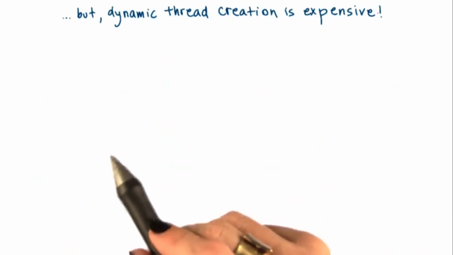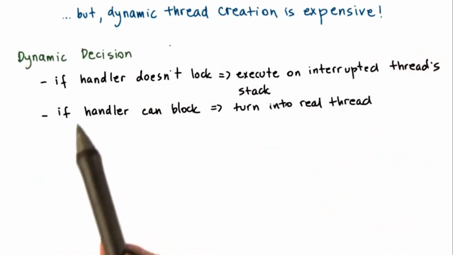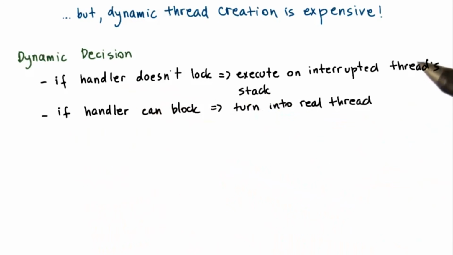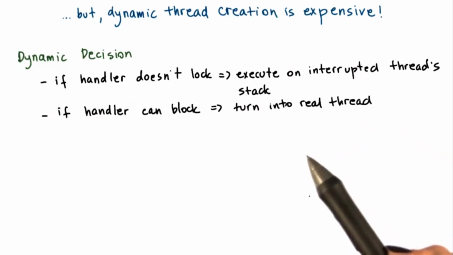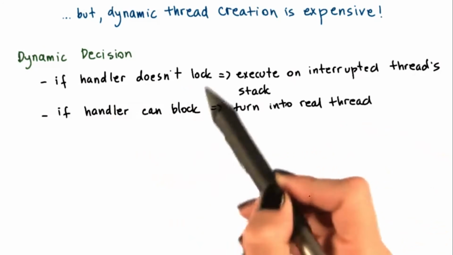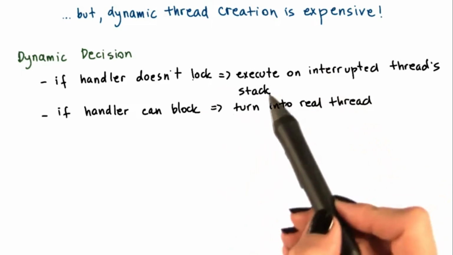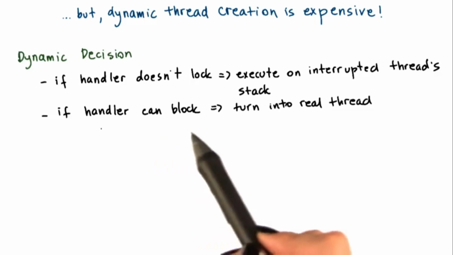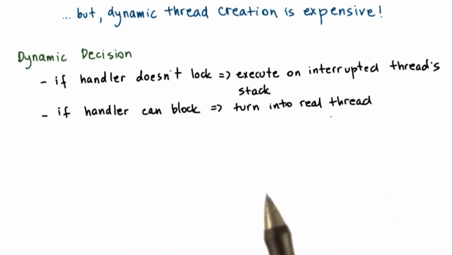This sounds like it makes sense. However, one concern is that dynamic thread creation is expensive. The decision that needs to be made dynamically is whether or not the handler should be handled on the stack of the interrupted thread or as a real thread. The rule that's described in the SunOS paper and used in the Solaris system is that if the handler routine doesn't include locks, then it's definitely not going to block, and so it's safe to execute it on the stack of the interrupted thread. However, if there is a possibility for the handler to block because it tries to lock mutexes, then we turn it into a real thread.